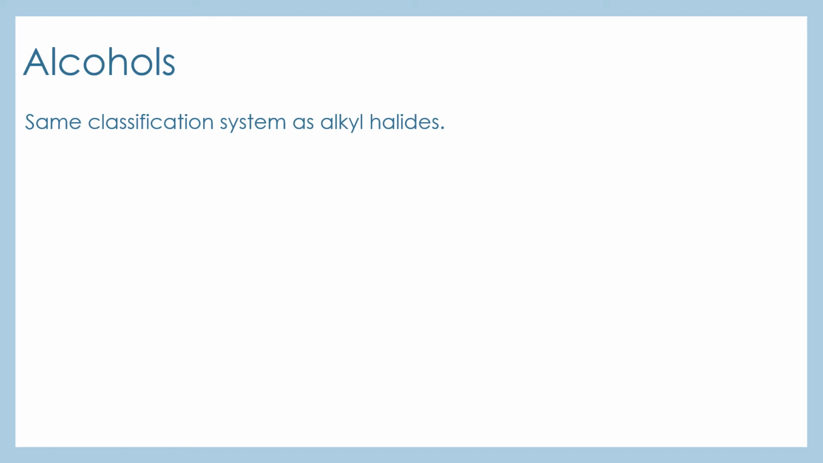Alcohols use the same classification system as alkyl halides. So a primary alcohol means that the hydroxyl group is on a carbon that only has a bond to one other carbon atom.